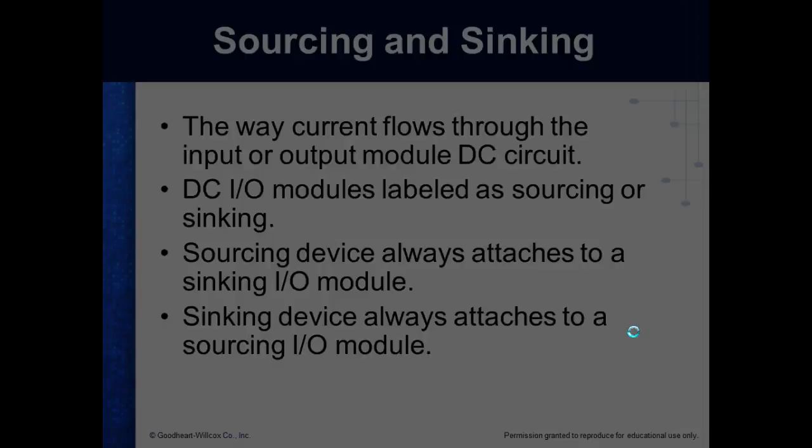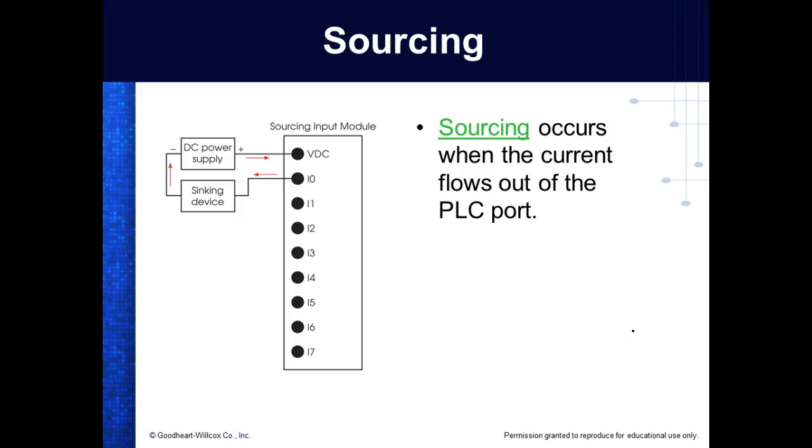So what we're saying is if I come over here and I have this PLC, and if my PLC is sourcing, you understand, then my what? Sourcing occurs when the current flows out of the PLC. So here they're saying what? So this is an input. Current's flowing out. So it means my device needs to be what?